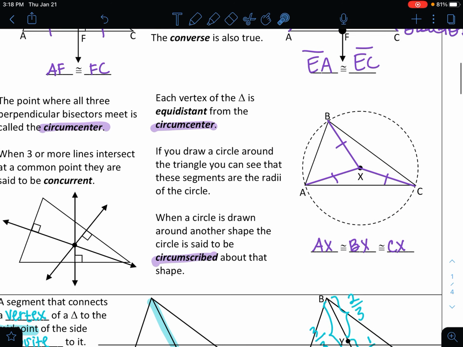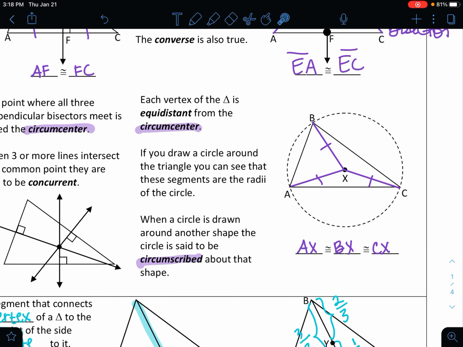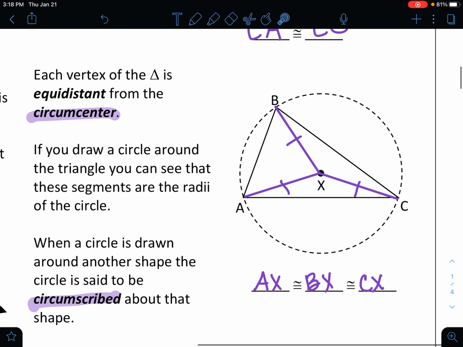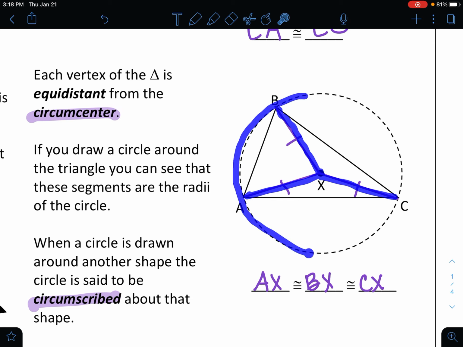Some things you need to know about the circumcenter: it is the same distance from all three vertices. So all three corners of the triangle are the same distance from the circumcenter, which means the circumcenter is the center of a circle that goes through all three vertices of the triangle, as you can see here.